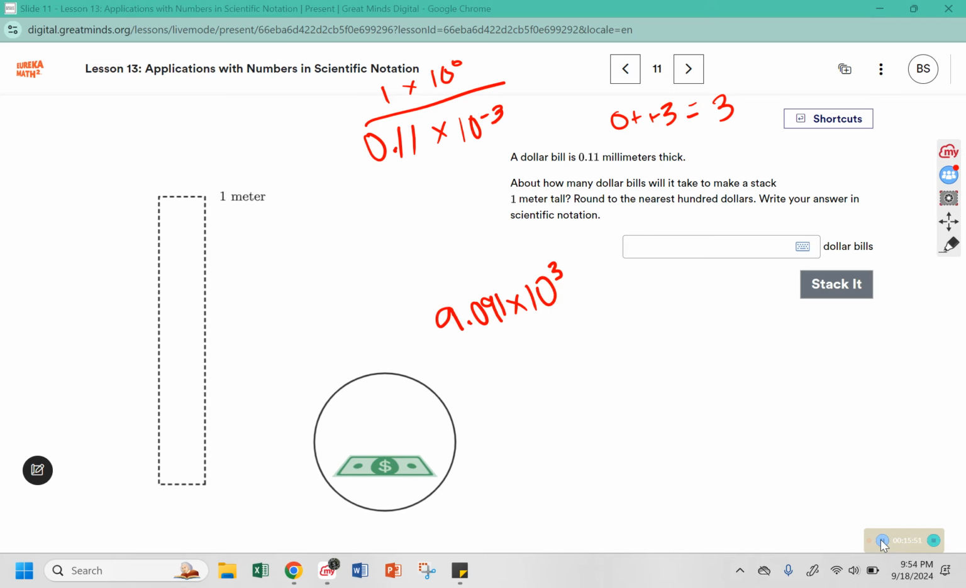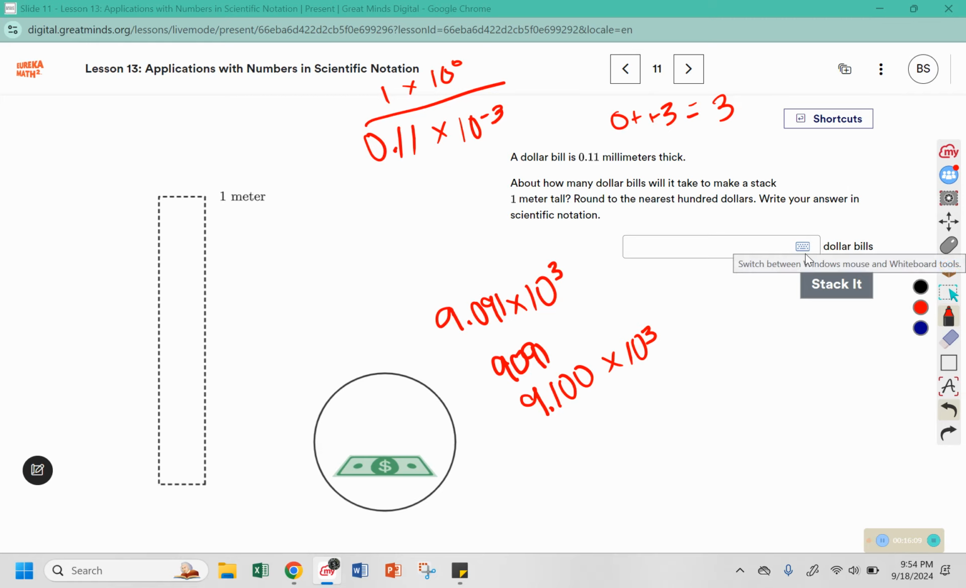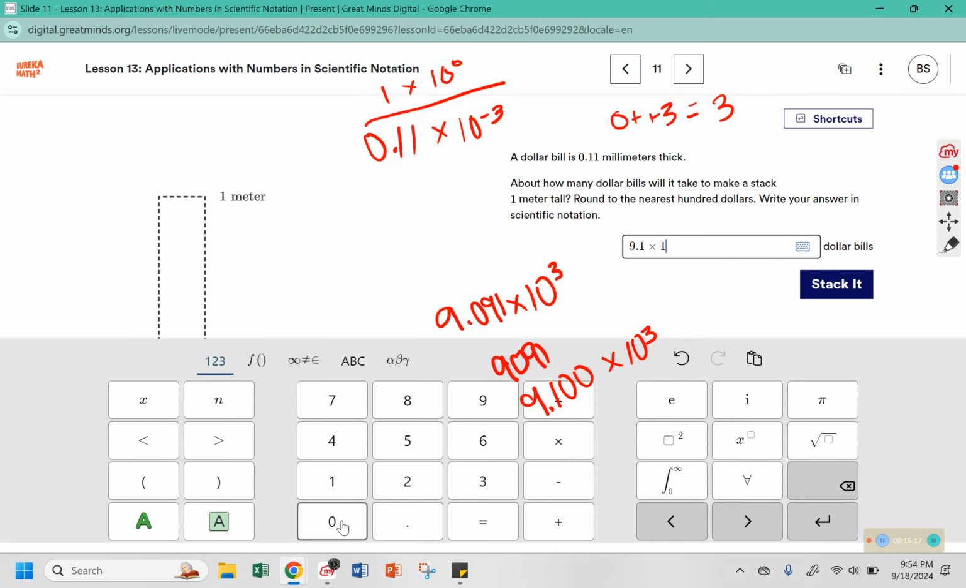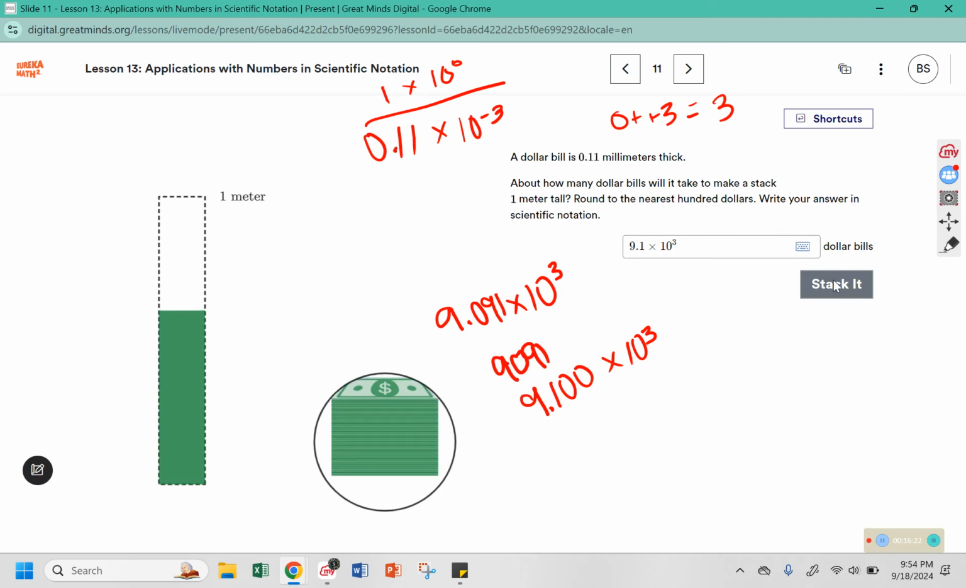9.091. But the question asks us to round to the $100 bills. Right now, this is 9,091. So we've rounded to the hundreds, that would be 9,100, or 9.1 times 10 to the third. And we got the check mark, so we know we've done a good job.